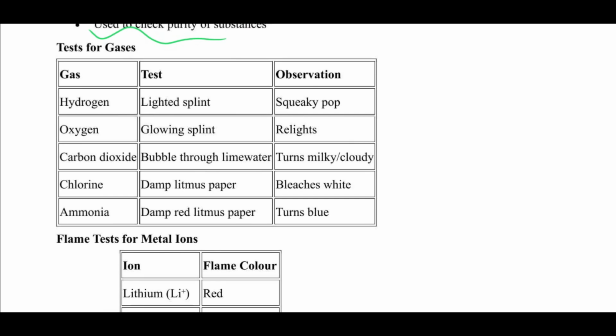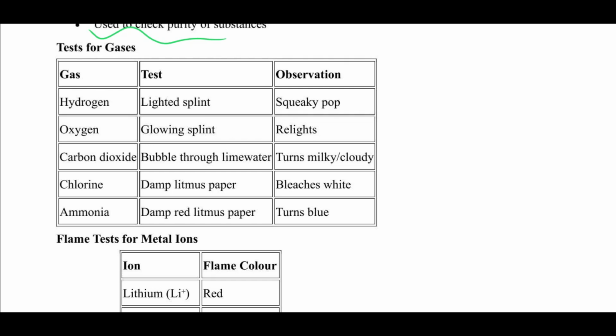Okay, tests for the gases. Usually in the exam they can give you different options. They can ask you which gas this is, and give you some observation. For that, you have to remember: in your paper 6, this information was already given at the end of the paper, right? But in paper 2, you will not get this information. So you have to memorize the different tests that we can use for the gases.